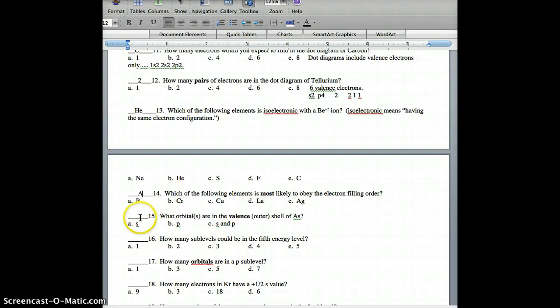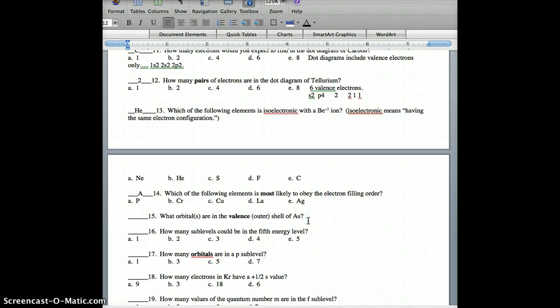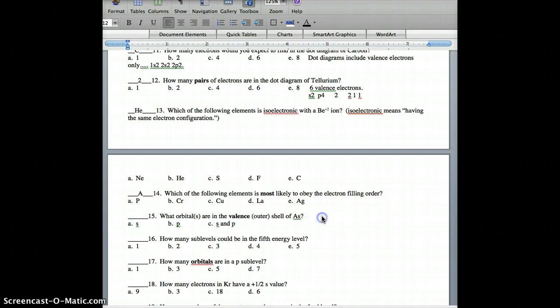Number 15, the orbitals in the valence or outer shell of arsenic. Arsenic has 5 valence electrons. It's in the 5th column. So it'll be an s2p3. What are the 2 orbitals? S and P. So the answer is C.